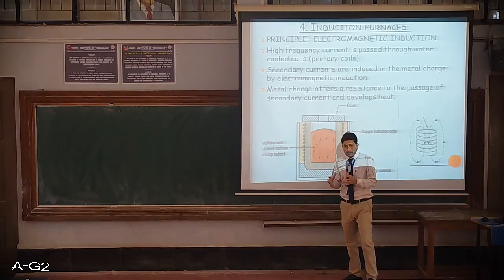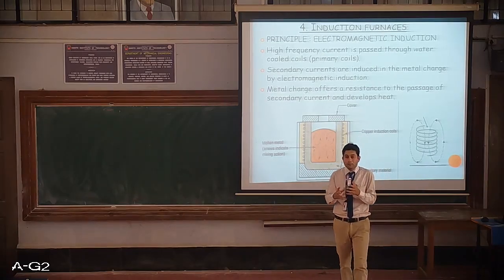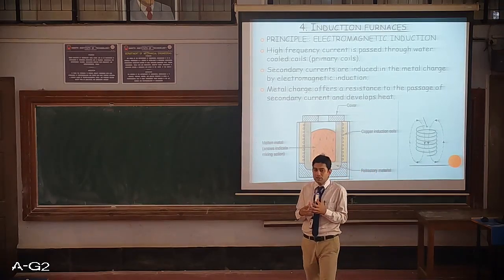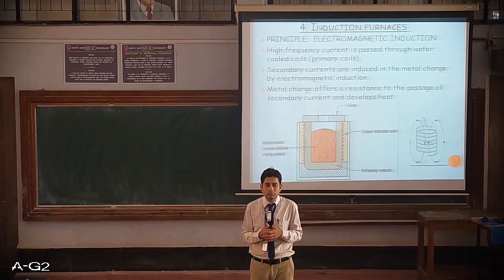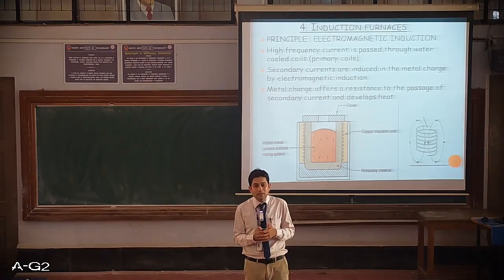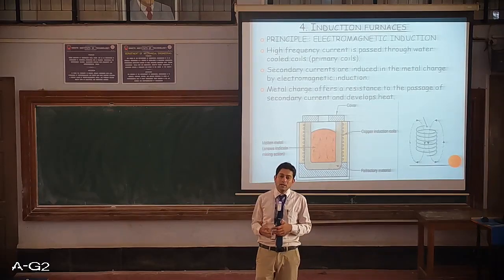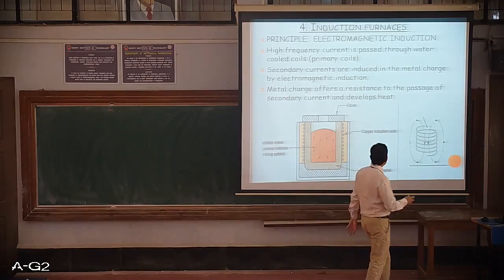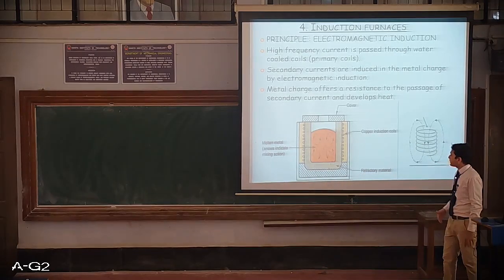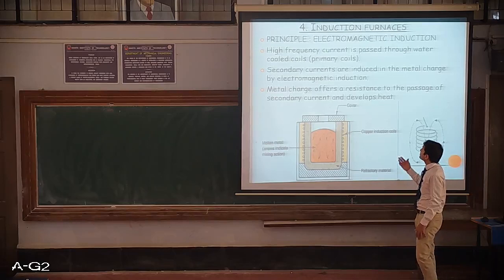So the secondary current will pass through the solid metal charge and heat it up because of the resistance it produces. In that manner, the heat develops so high that the metal melts and becomes liquid. So this is the technique that is being used in the induction furnace.